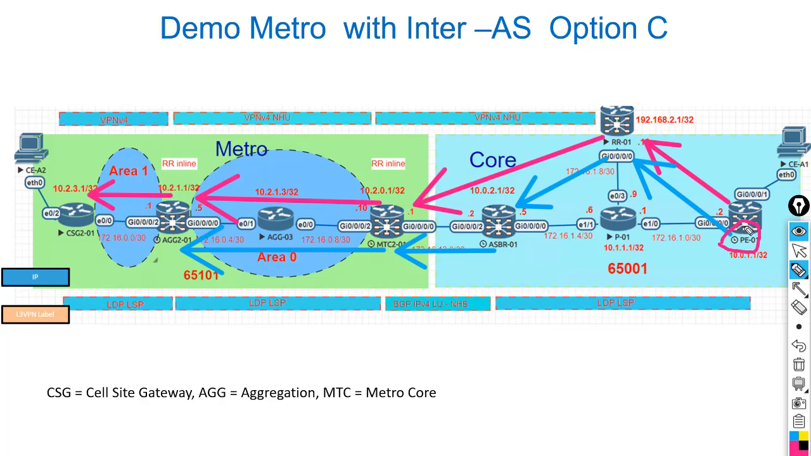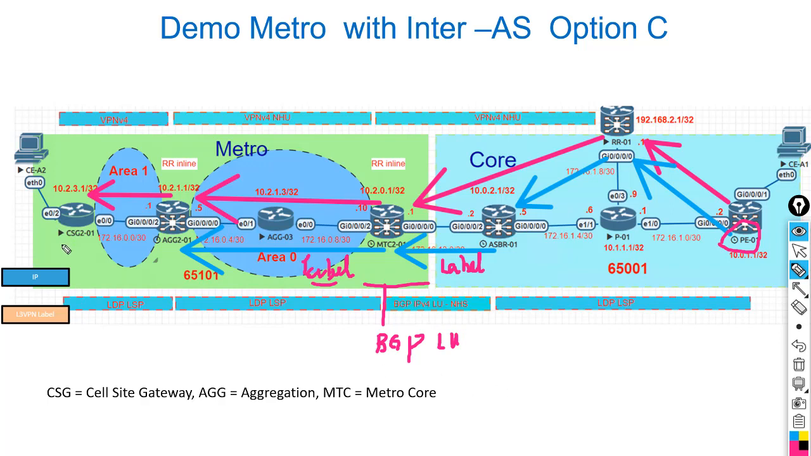For the IPv4, the PE router advertises its loopback address to the RR router. The RR router then advertises to ASPR. ASPR then advertises this IPv4 prefix to the Metrocore with a label that is assigned to this IPv4 address. Metrocore then also advertises this prefix to the AGG router with label. These labels are BGP labeled unicast labels.